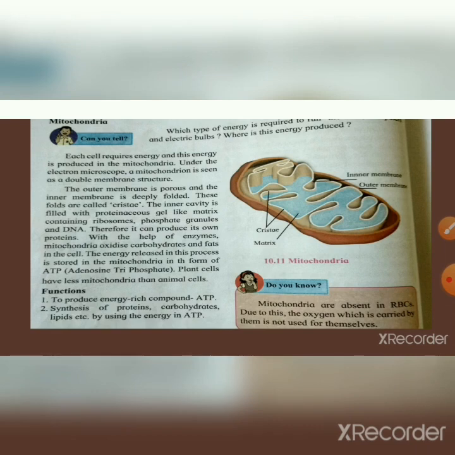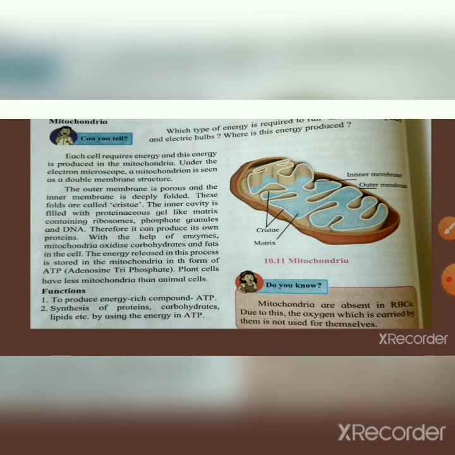The inner cavity is filled with a proteinaceous gel-like matrix containing ribosomes, phosphate granules and DNA. Therefore, it can produce its own proteins with the help of enzymes. Mitochondria oxidizes carbohydrates and fats in the cell. The energy released in this process is stored in mitochondria in the form of ATP, adenosine triphosphate.